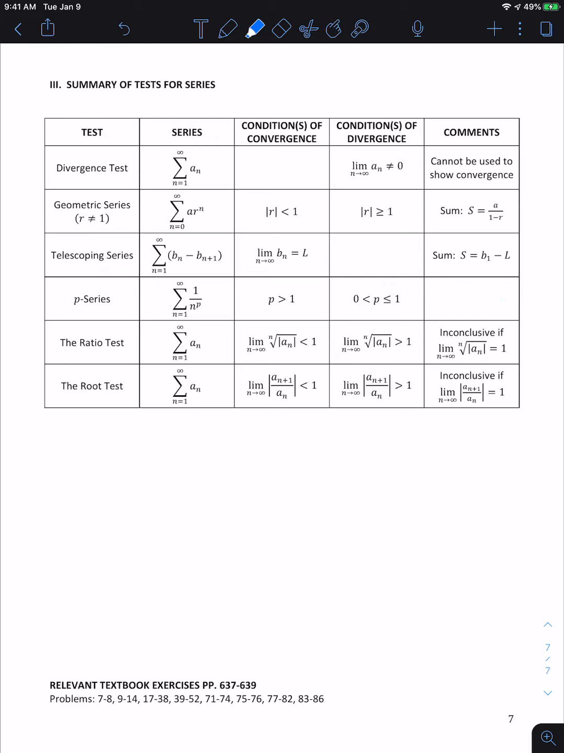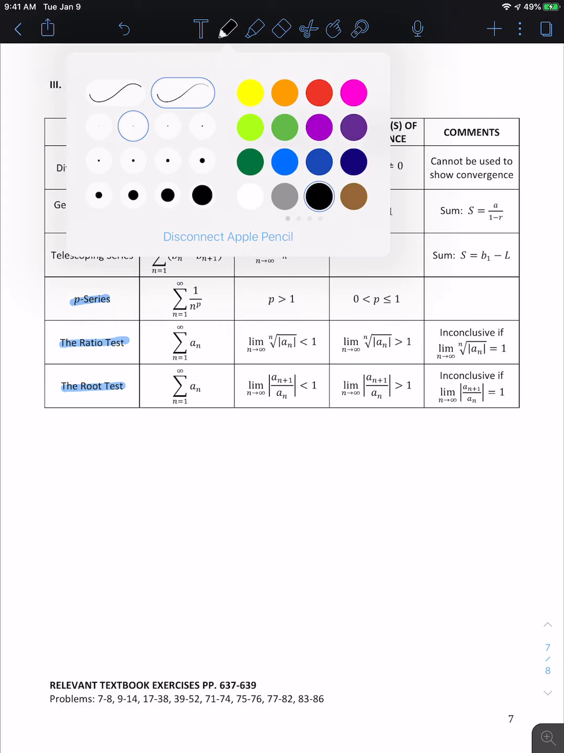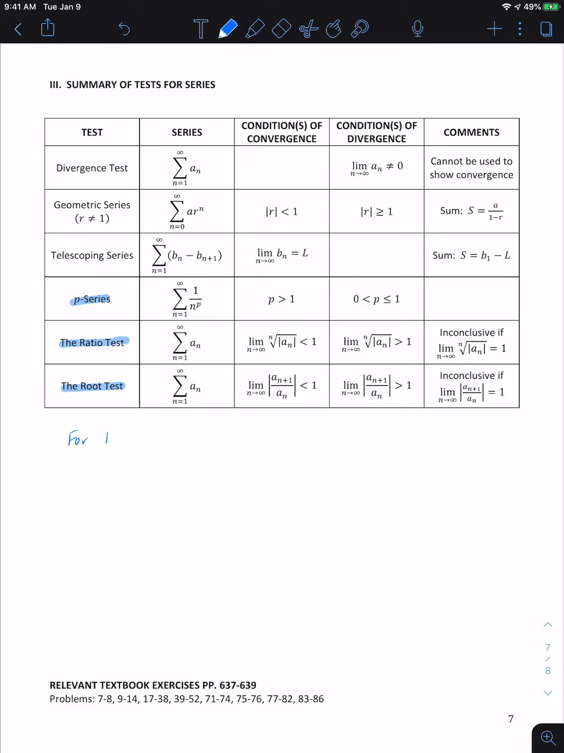And actually that happens with the ratio and root test as well. That's what we just went over. These ratio and root tests will tell you whether it converges or whether it diverges, or unfortunately if it's inconclusive, but it will not tell you what it converges to. So I'll highlight that here. If the p-series, the ratio test, or the root test, in these cases, we do not know what the series converges to.